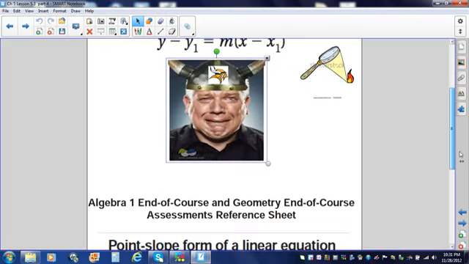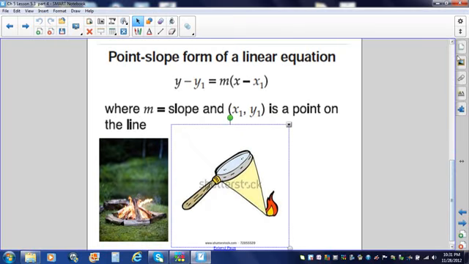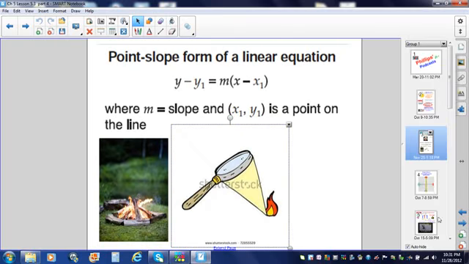Wah. Because the formula for point slope form will be on your EOC reference sheet. Remember, we said point slope form is the magnifying glass to start the campfire.